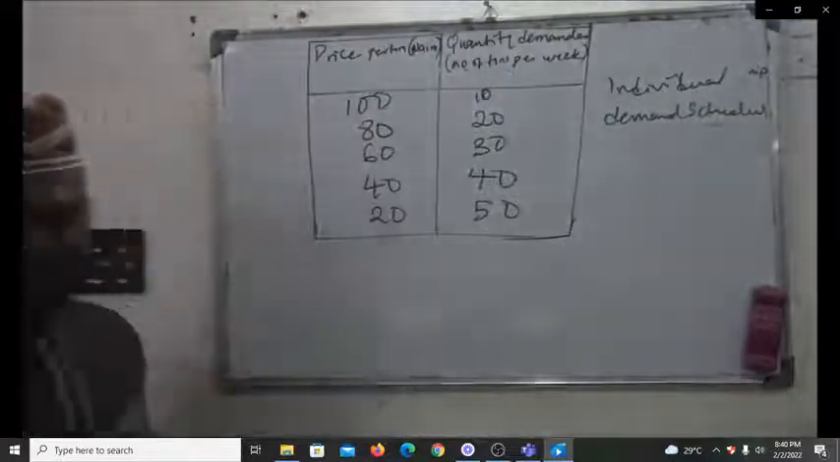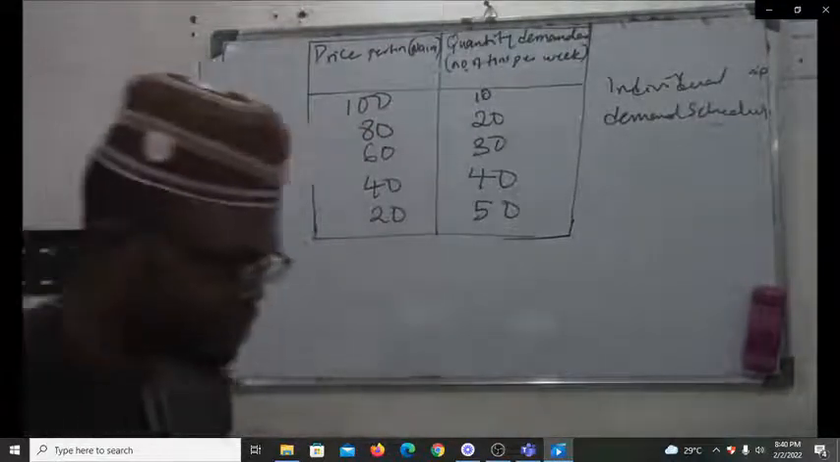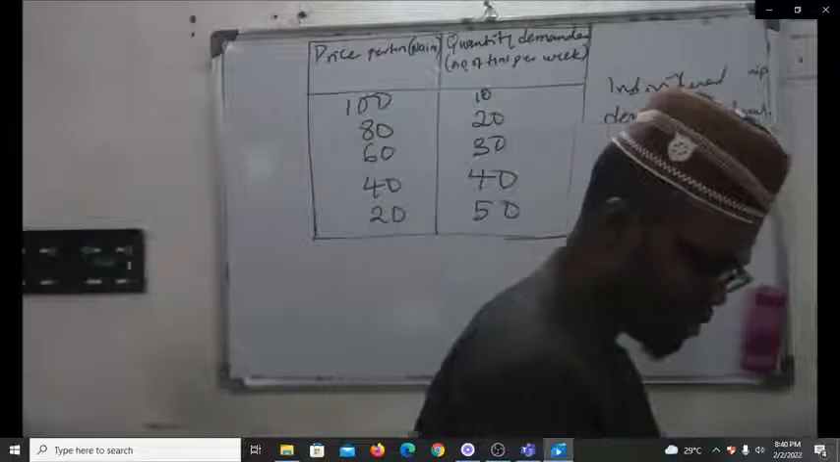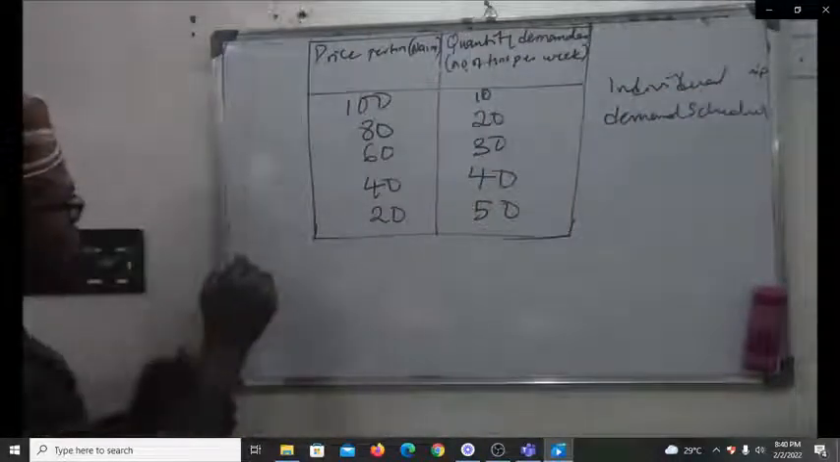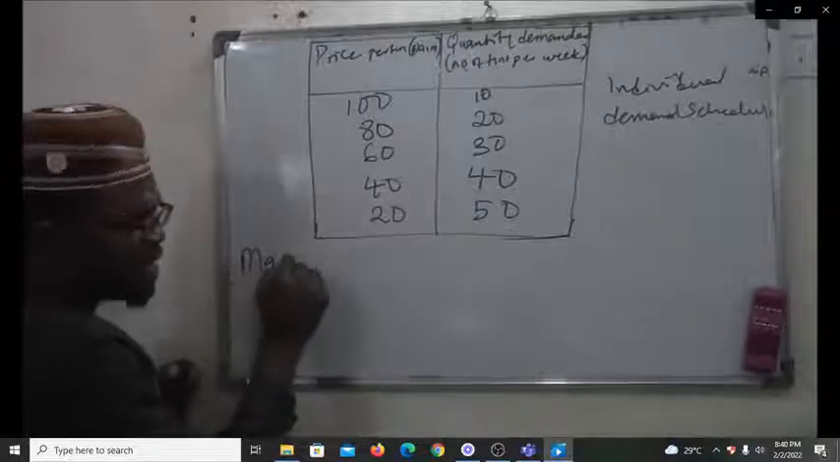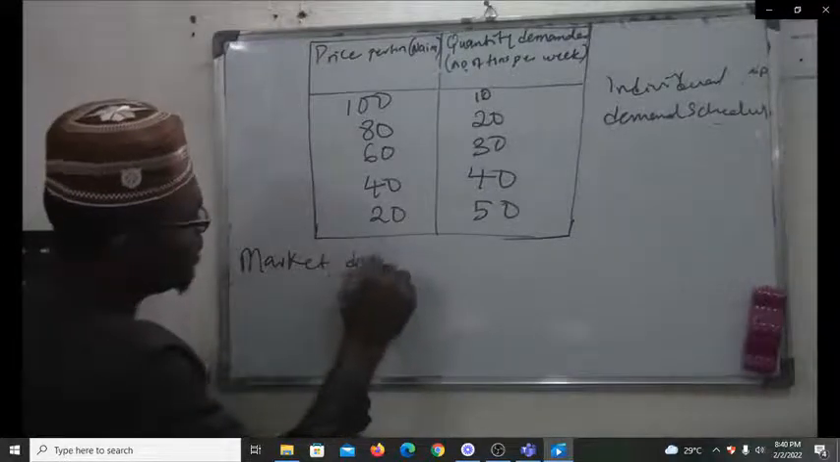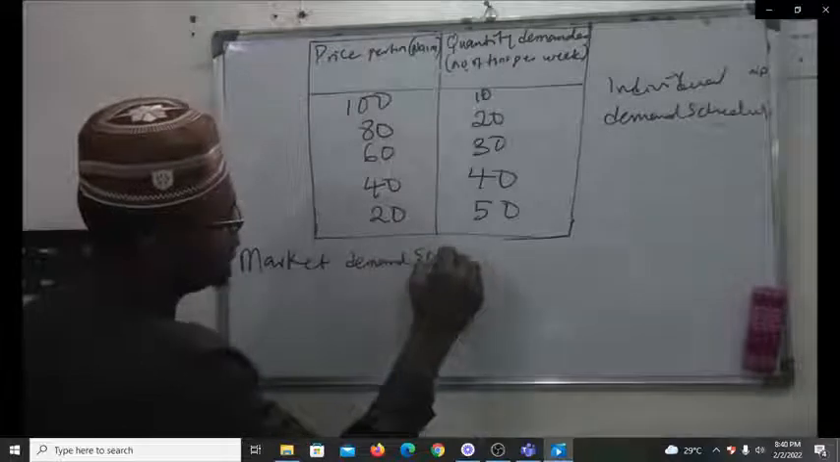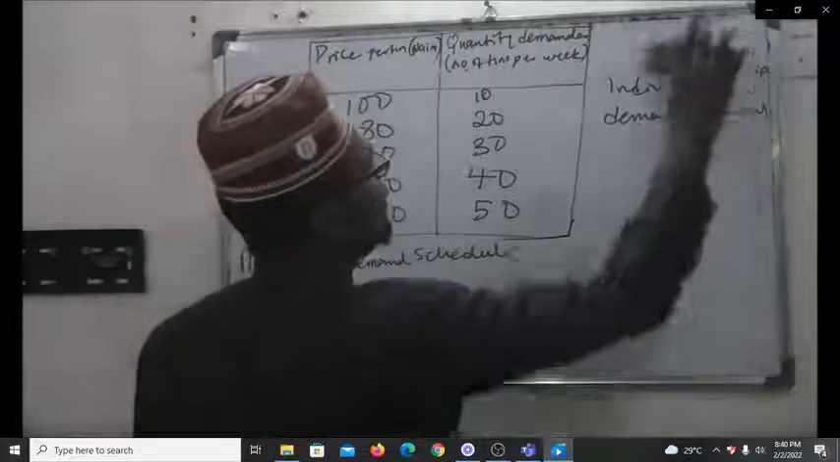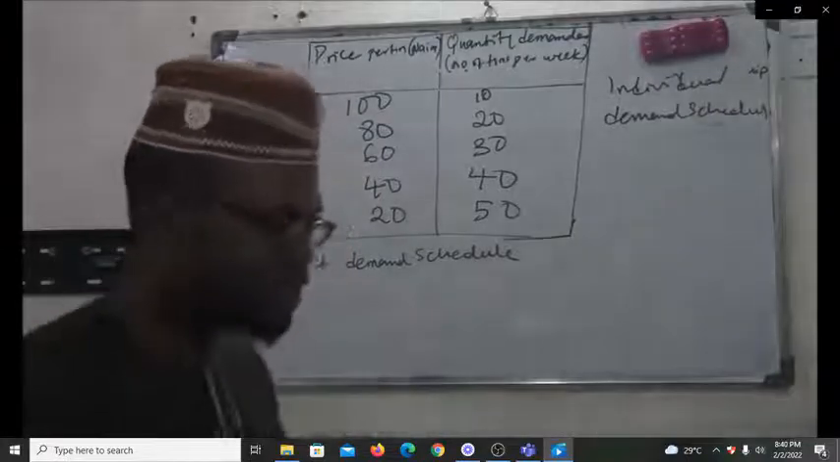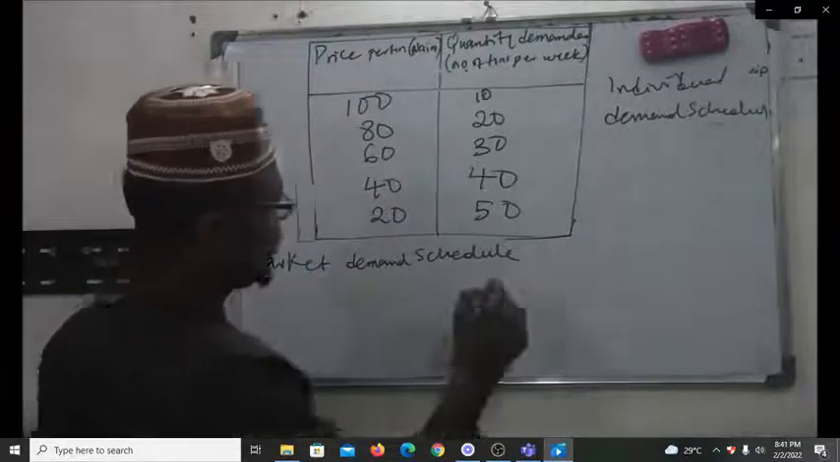Is that clear? So draw the table, quickly. Draw it as an example. Write example, then draw it. Then we're going to look at the market demand schedule. Having done the individual demand schedule, we are going to look at the market demand schedule.